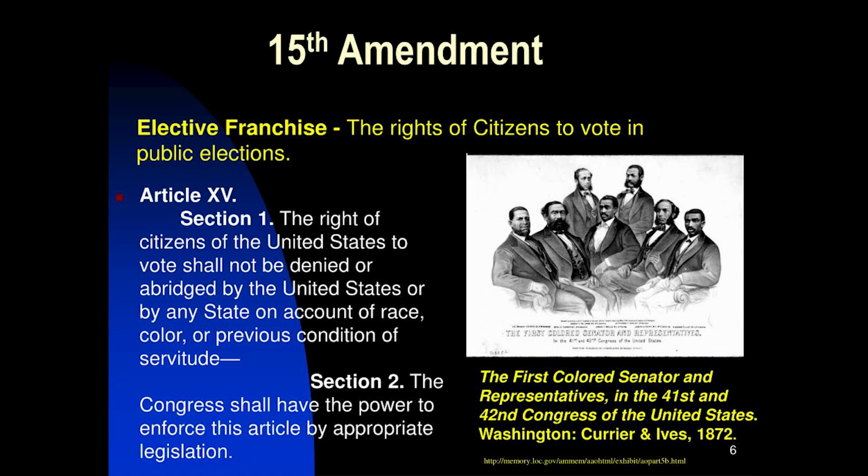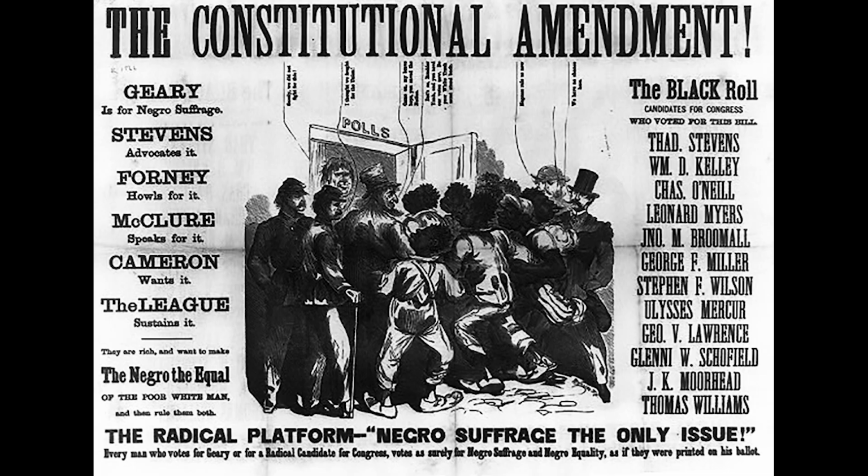The 15th Amendment to the United States Constitution is a landmark achievement in American history, ensuring that the right to vote cannot be denied based on race, color, or previous condition of servitude. Ratified on February 3, 1870, it was the third and final Reconstruction Amendment, designed to extend civil rights and political participation to African American men following the Civil War.